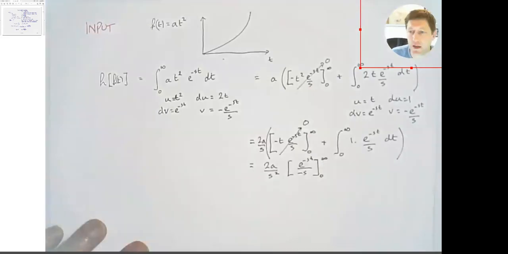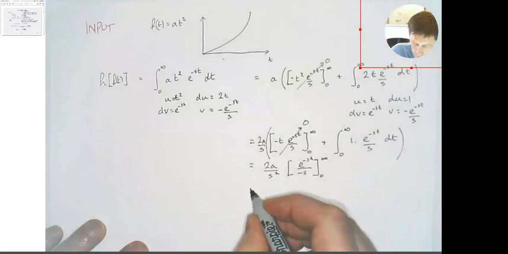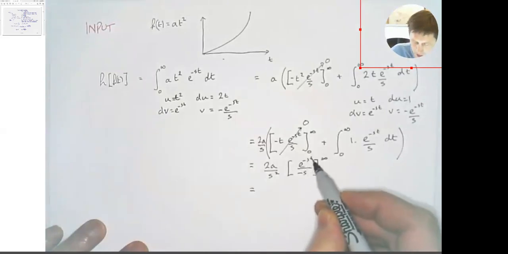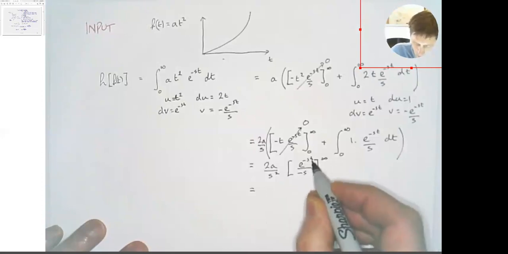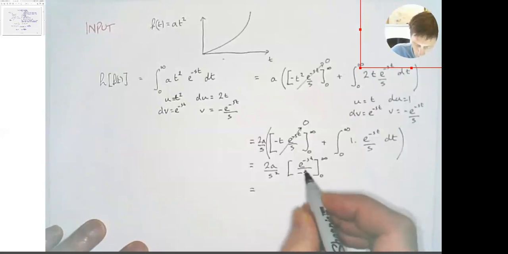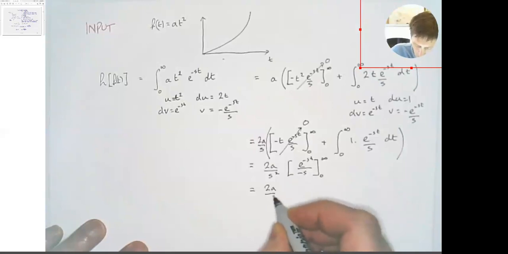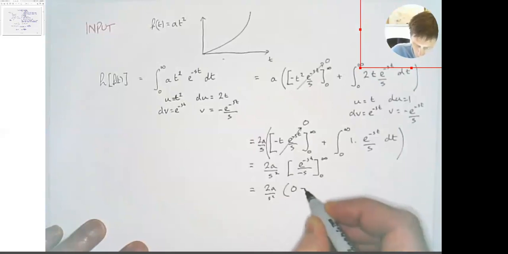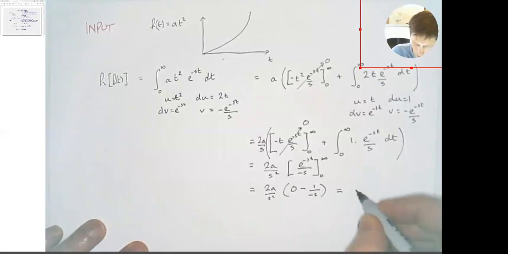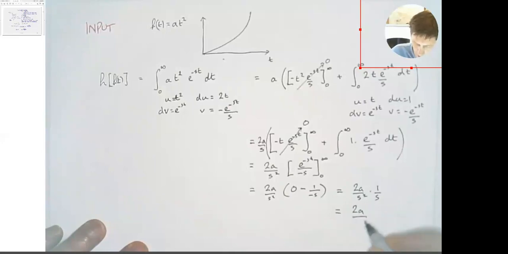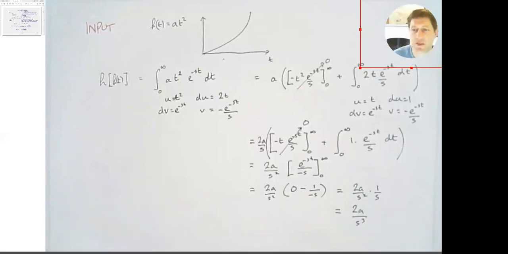And we're almost there. Put infinity in, and then e to the minus infinity is zero. And so we're going to have, put naught in, then that term will be one. So we're going to have minus, so 2a over s squared, zero minus one over minus s, which is obviously equal to 2a over s cubed. Okay, so there's an example of finding the Laplace transform by doing the integration: 2a over s cubed.